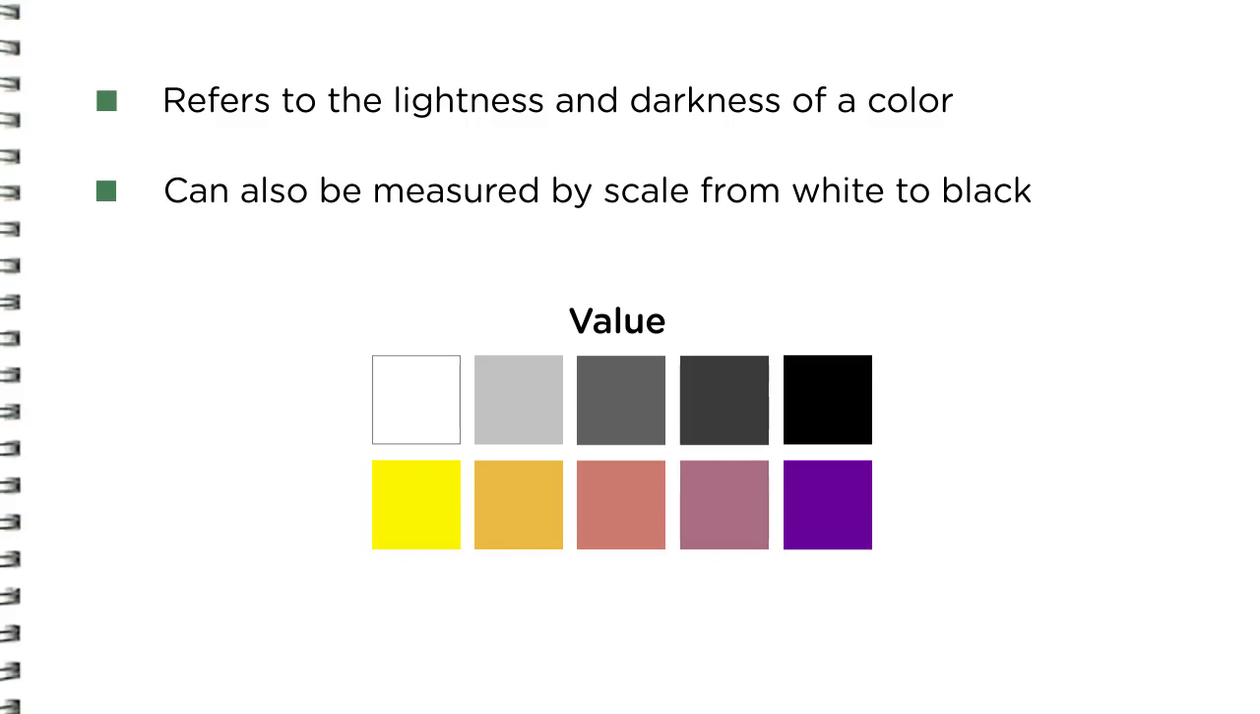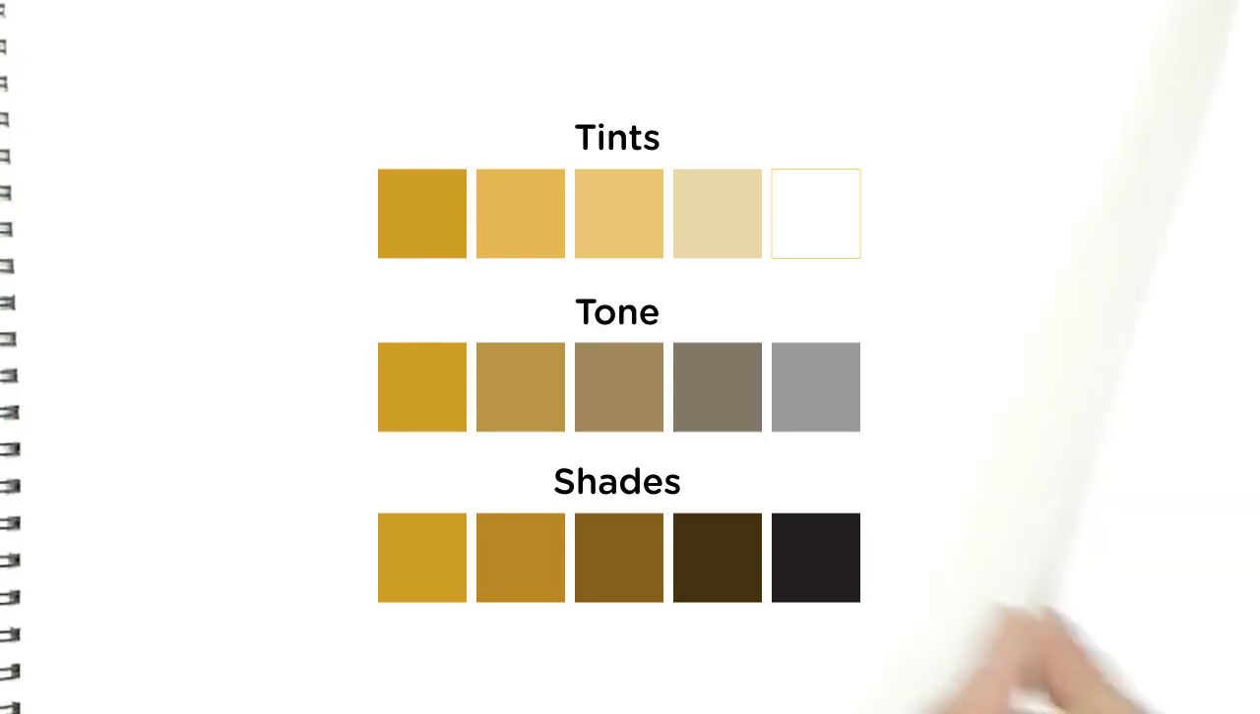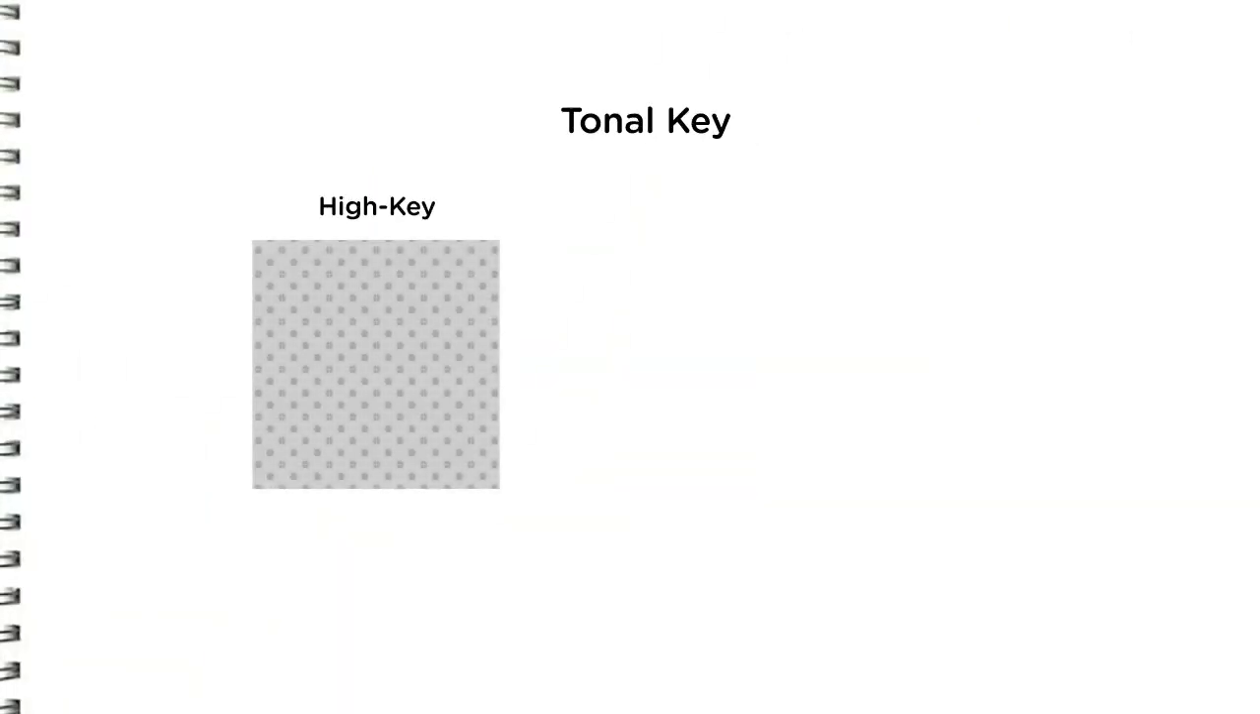An example of this would be yellow to purple or black to white. Value comparisons would be the white to black or black to white, and the color comparisons would be yellow to purple or vice versa. As you'll notice, the value scale is comprised of tints, shades, and tone. These can also be measured by keys. A high key refers to a very light dominant design.